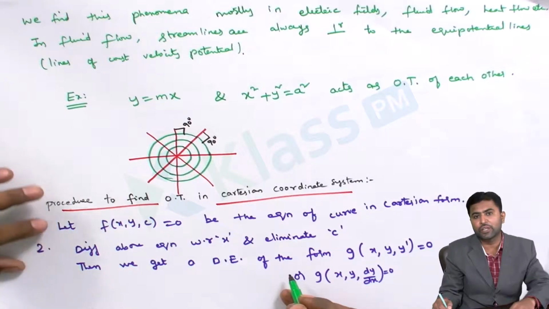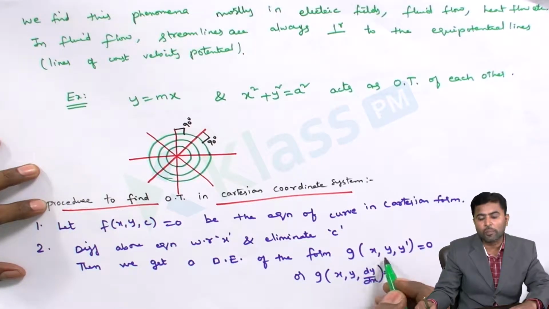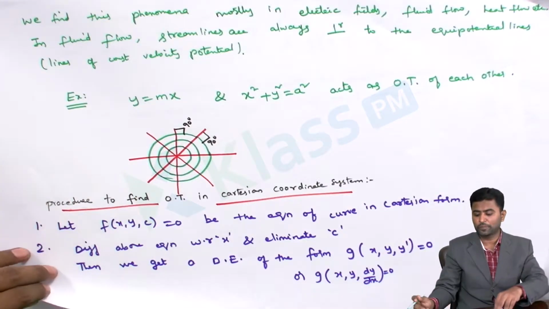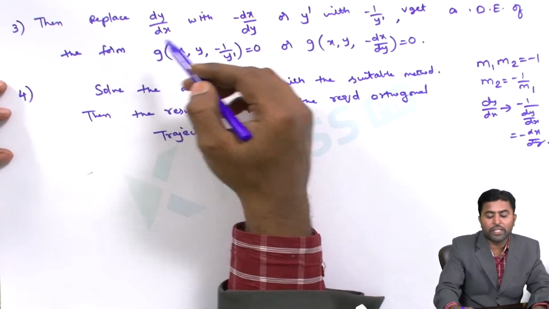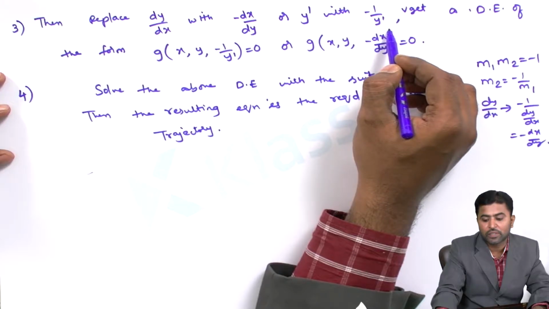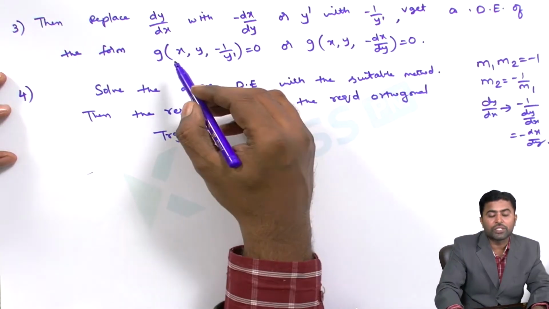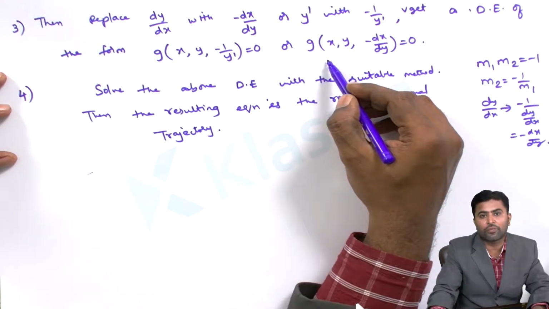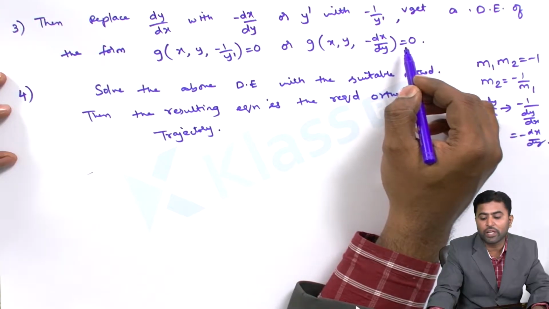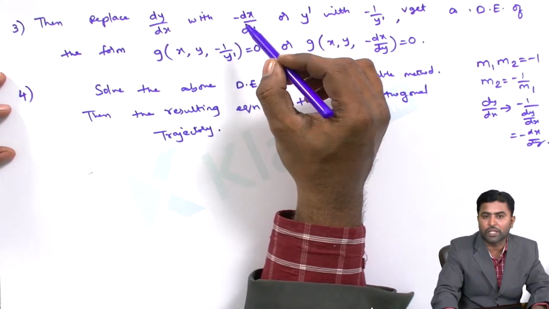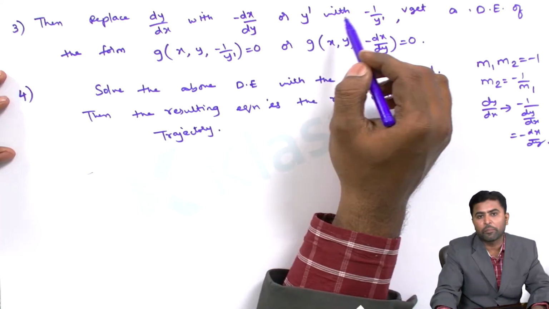Then we'll get a differential equation of the form g of x comma y comma y dash equal to 0, or g of x comma y comma dy by dx equal to 0. Then we replace dy by dx with minus dx by dy, or y dash with minus 1 by y dash. Then we get a differential equation of the form g of x comma y comma minus 1 by y dash equal to 0, or g of x comma y comma minus dx by dy equal to 0. But the question is, why are we replacing dy by dx with minus dx by dy, or y dash with minus 1 by y dash?